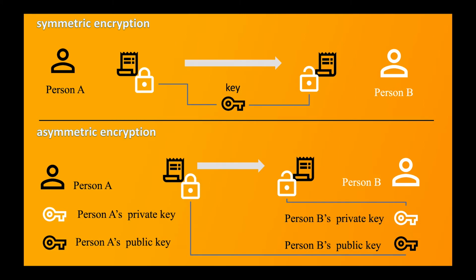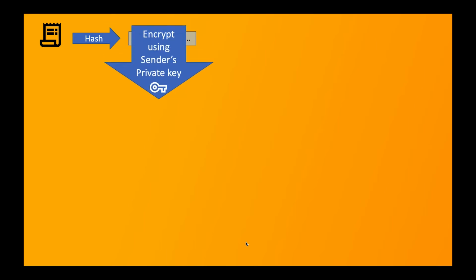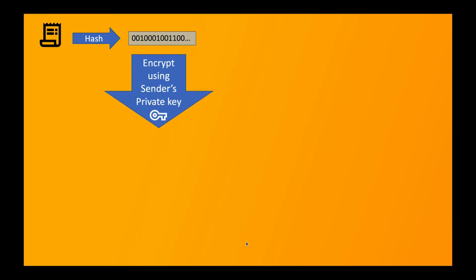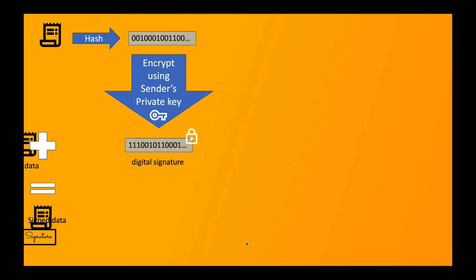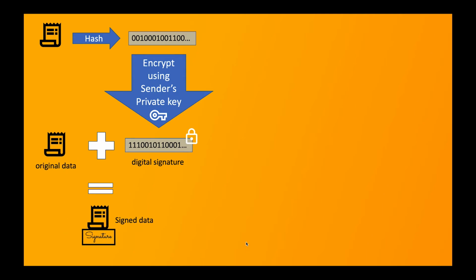But how can it play a role in digital signature? To create a digital signature, first, the sender must calculate the hash of the data and then encrypt it with his private key. The result is the digital signature. So he has to add it to the original data. The result is digitally signed data.